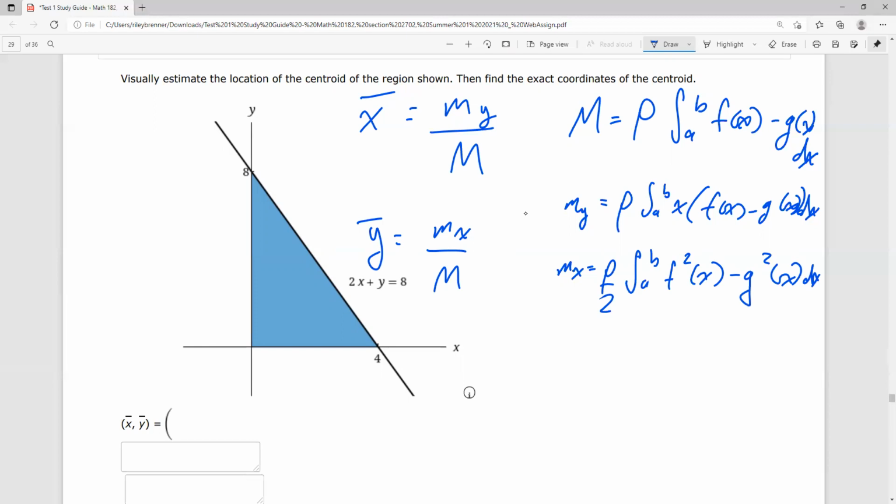Are you guys allowed a formula sheet on your exam? Perfect. Don't even bother remembering this. I was like, I can't even remember this. So let's see what we got here.